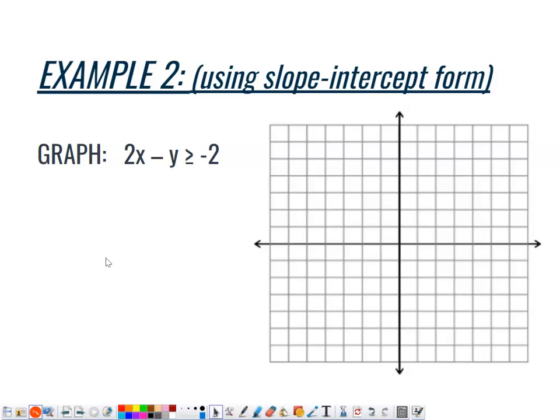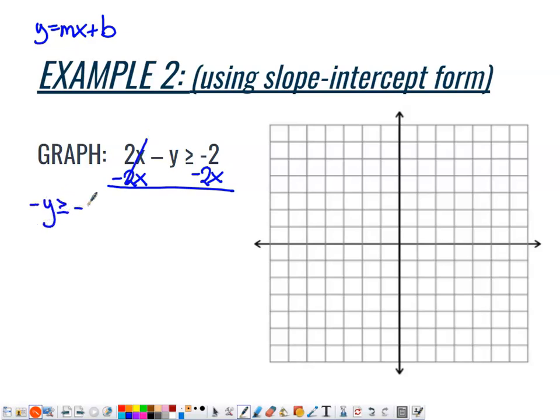All right, the next example that we have, we're going to use slope-intercept form. So we need to graph 2x minus y is greater than or equal to negative 2. So to get it in slope-intercept form, again, that is y equals mx plus b. So let's write that up here. Let's do it. So I'm going to get this 2x to the other side. Those cancel. We have negative y is greater than or equal to negative 2x minus 2.